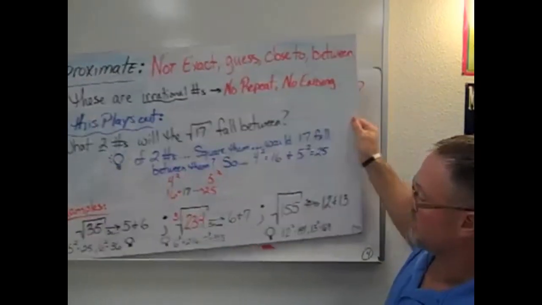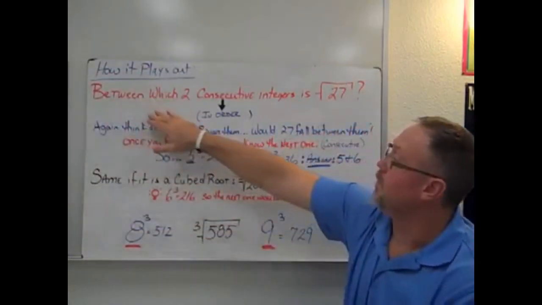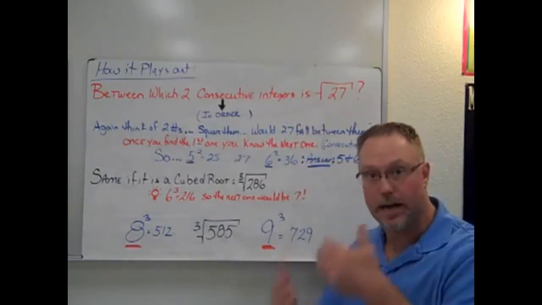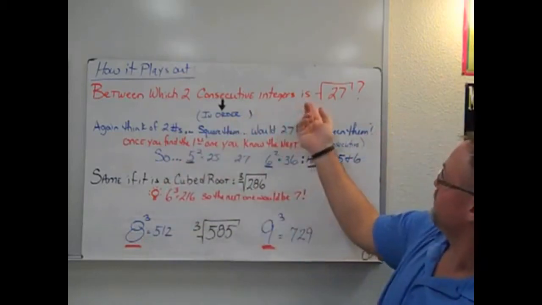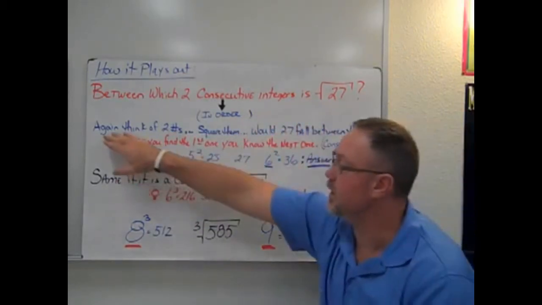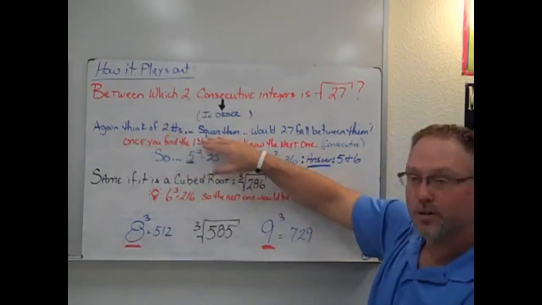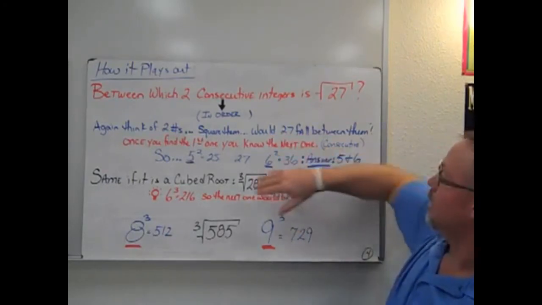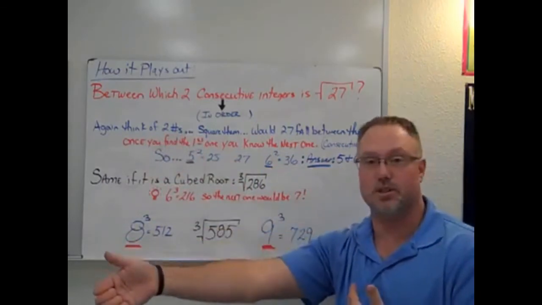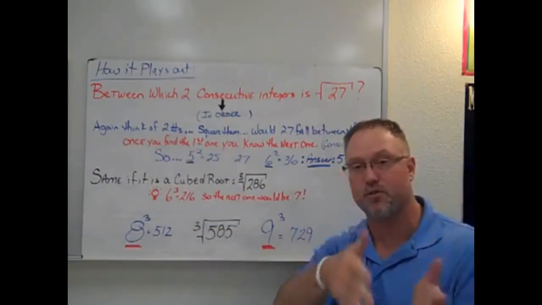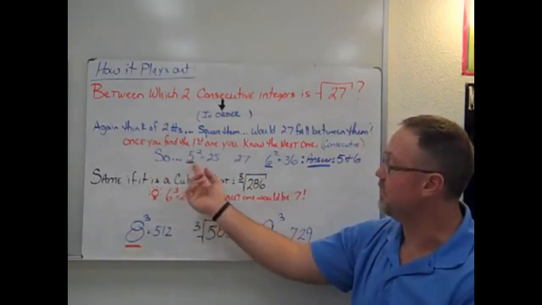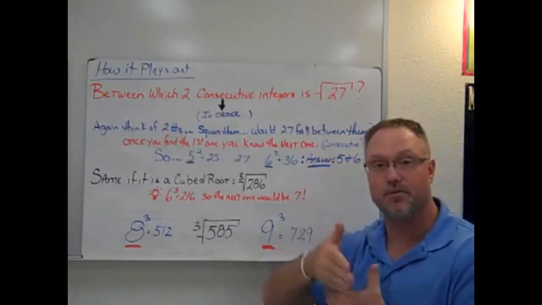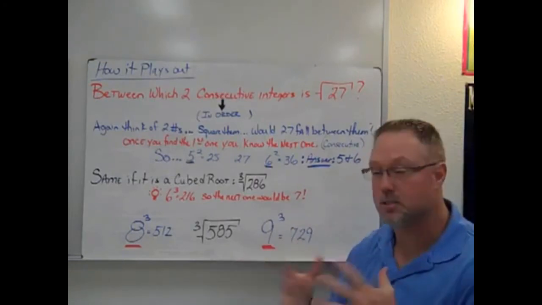As we go on with this concept, we're going to look at between which two consecutive integers, meaning in order as they go, and we've already kind of been doing that, is the square root of 27. So again, we're going to think of two numbers. We're going to square them. And would 27 fall in between once we square those numbers? Once you find the first one, the second one is just the one next in order. So if you find that the answer is 4, it's going to be 5. In this case, it's 5 and 6. It falls in between those two. So our answer is it falls in between 5 and 6. So again, approximate, not the exact.